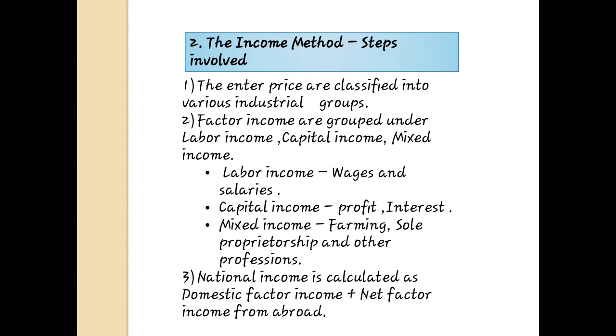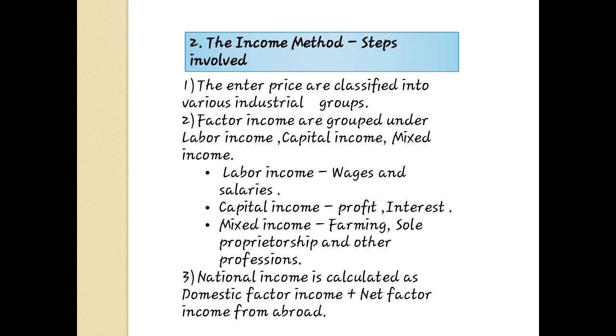Now we see the steps involved in the income method. The enterprises are classified into various industrial groups. Factor incomes are grouped under labor income, capital income and mixed income. Labor income denotes wages and salaries. Capital income shows profit, interest. Mixed income covers farming, sole proprietorship and other professions.